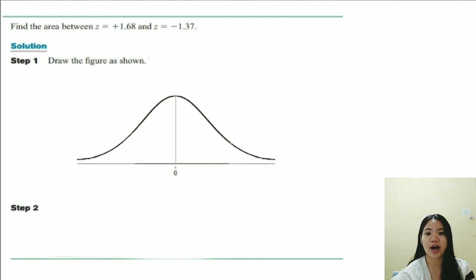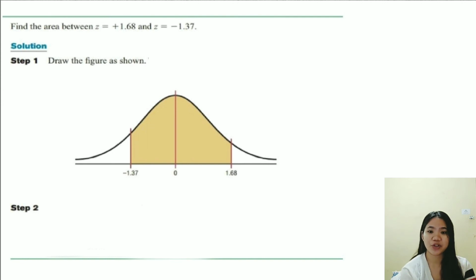So we are going to draw a curve and line in the indicated z-values. The first one is positive 1.68. Since it is positive, we are going to put the line on the right side. And the second one is negative 1.37, so we are going to put the line on the left side. Now that we have determined the two z-values, we are going to shade the region between them.